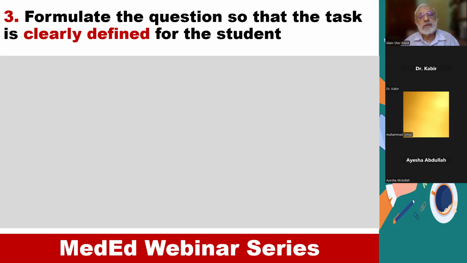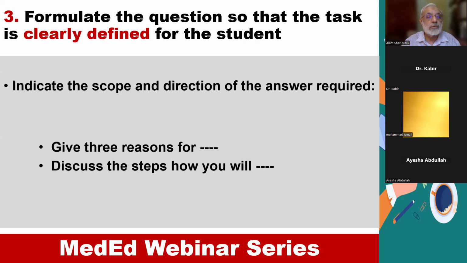Third, formulate the question so that the task is clearly defined for the student. So students must know clearly what they are supposed to do. So indicate the scope and direction of the answer. For example, give 3 reasons for, or discuss the steps, how you will do this procedure, etc.